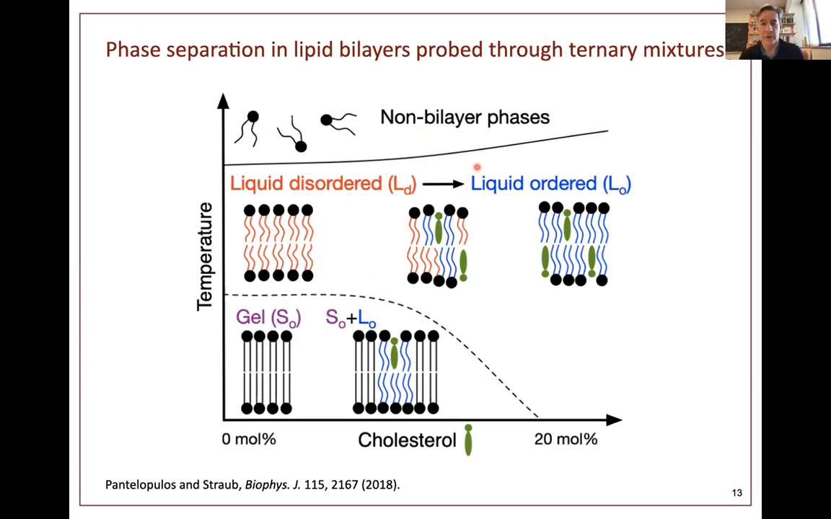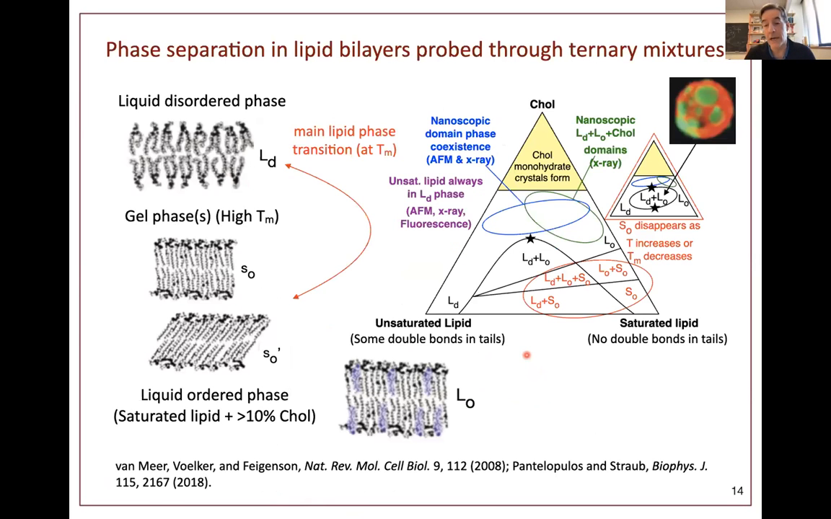Glenn Feigenson's group has done a great deal of work characterizing the role of cholesterol concentration in lipid phase behavior. But George Pantelopoulos has a very nice paper in Biophysical Journal where he characterized, over quite a broad range of cholesterol concentration, a variety of lipid phases, which are summarized on this slide, that can be observed depending on the overall level of cholesterol that one finds in the cell.